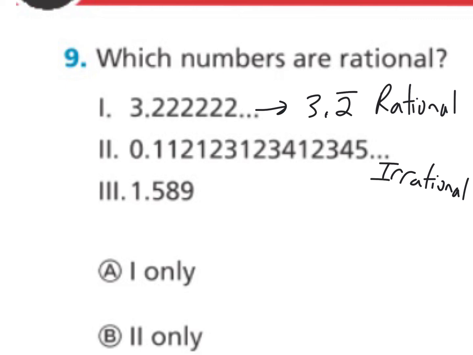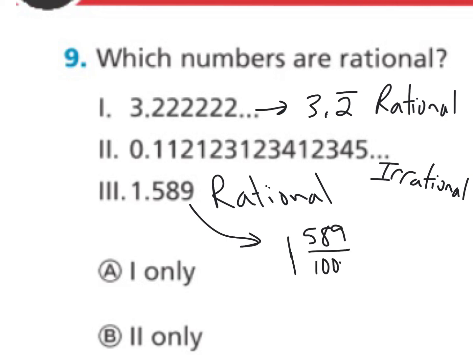Our last option here, the decimal ends. So if the decimal ends, for sure it's going to be rational. And we could write that as 1 and 589 thousandths, and then we could write it as 1,589 over 1,000 if you wanted, which would be a fraction with two integers. Again, the idea with rational, it can be written in that format as a fraction with two integers. So anytime it ends, we can write it as a fraction, and then we could write it as a fraction with two integers if we wanted.